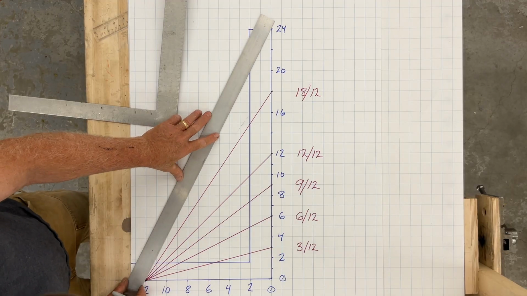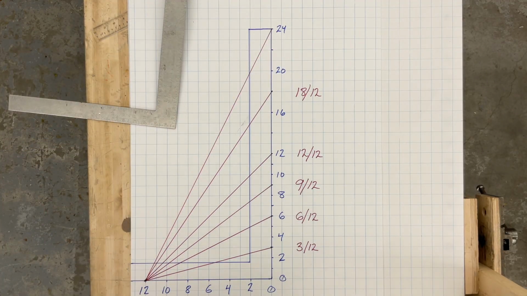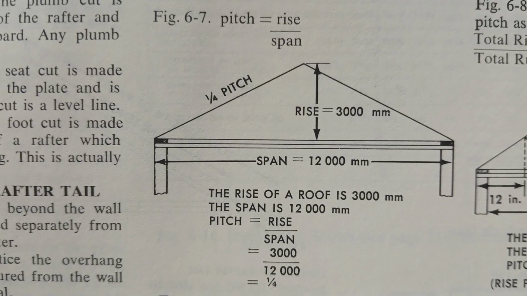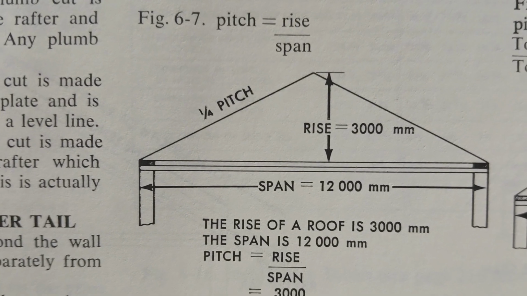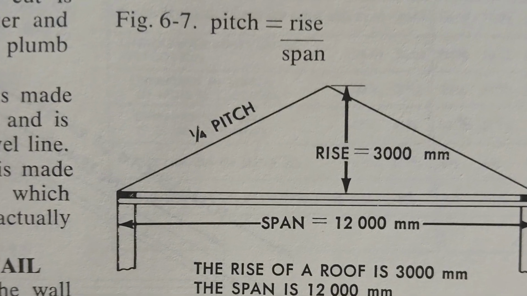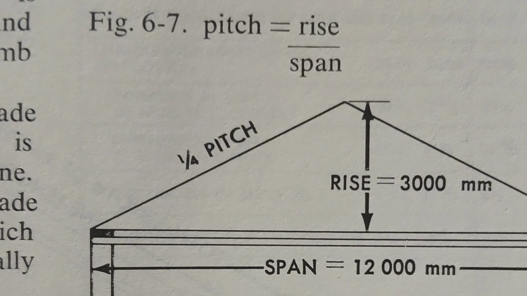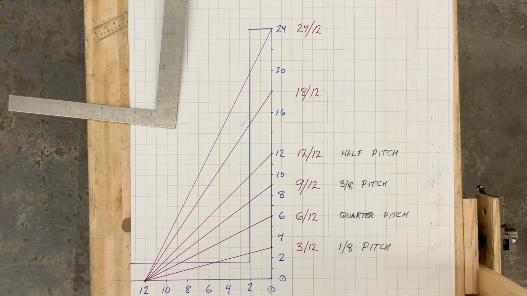Inches of rise per foot of run is universally used today in North America. But before the advent of the steel framing square, carpenters used an older system where the pitch of a roof was expressed as a fraction of the rise over the span. We'll have a look at fractional pitches later on at the end of the video.